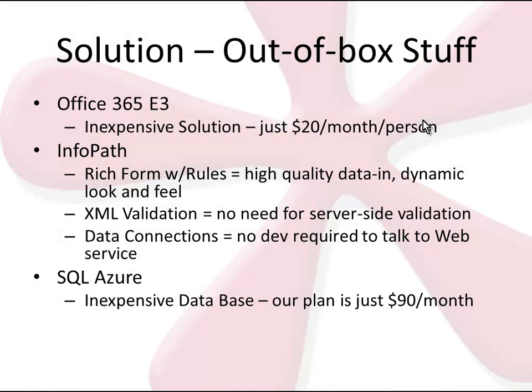Okay, so the solution we're going to use for this scenario is 365. We love Office 365. Why? Because it's inexpensive. The E3 package, which is one of the packages that Microsoft offers, is just $20 a month per person. So a lot of small businesses have these E3 accounts on 365. They can use InfoPath. InfoPath, just like all the other Office products, comes packaged with Office 365, along with SharePoint and Lync and Exchange, and of course all the Office products if you want to download them.